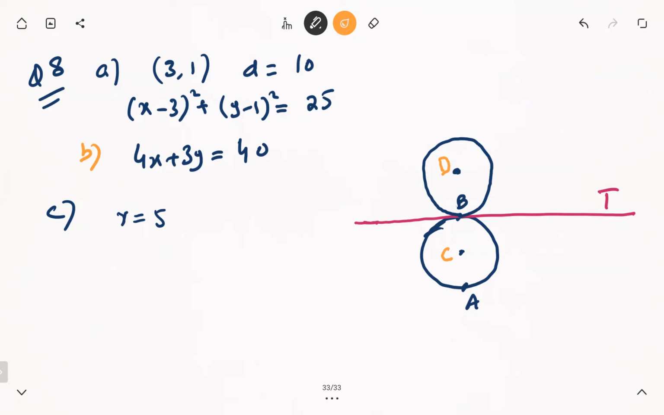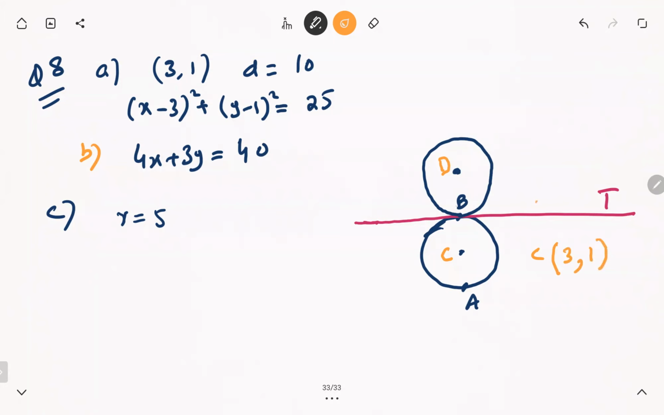Now, do we know the coordinates of C? Yes, the coordinates of C mean the coordinates of the center. It's the midpoint of A and B. So find the coordinates of C. C is the midpoint of A and B. So midpoint of A and B mean average of X coordinate: -1 + 7, 6, 6/2 is 3. Average of Y coordinate: -2 + 4 is 2, 2/2 is 1. So these are the coordinates of C.